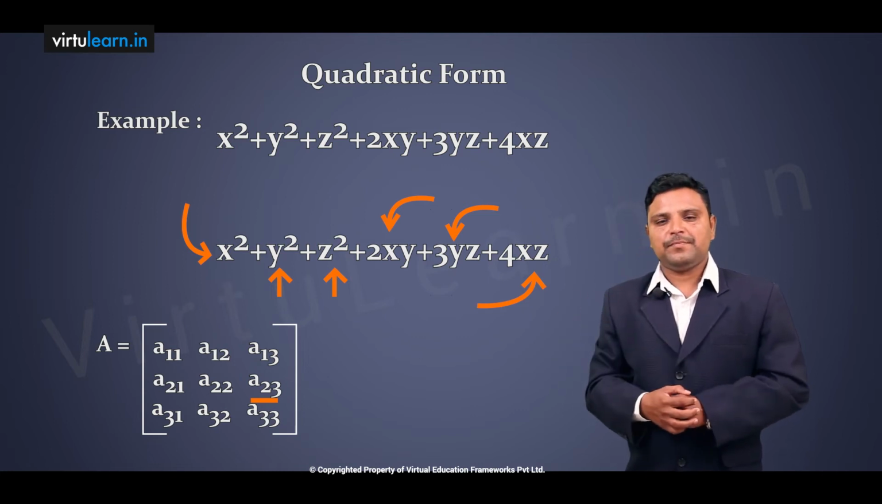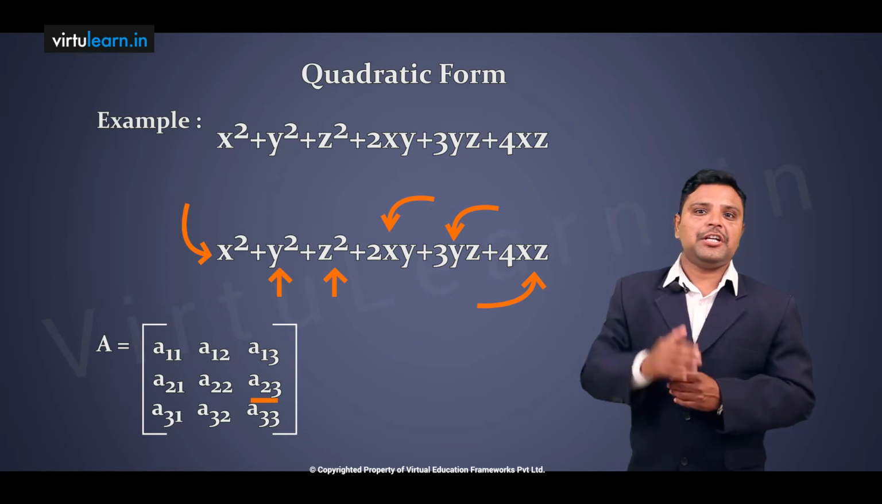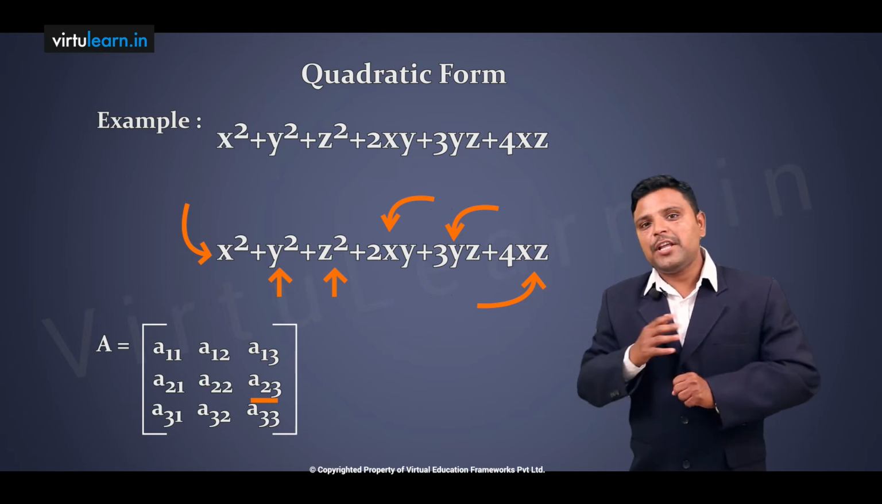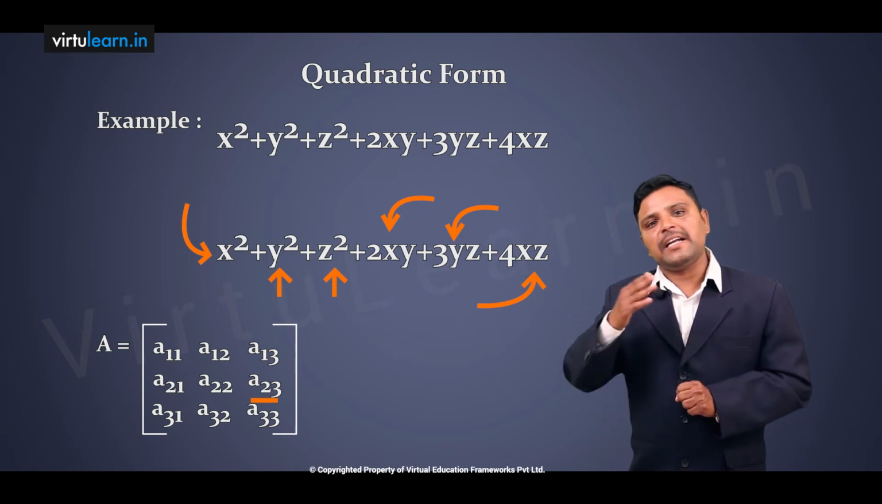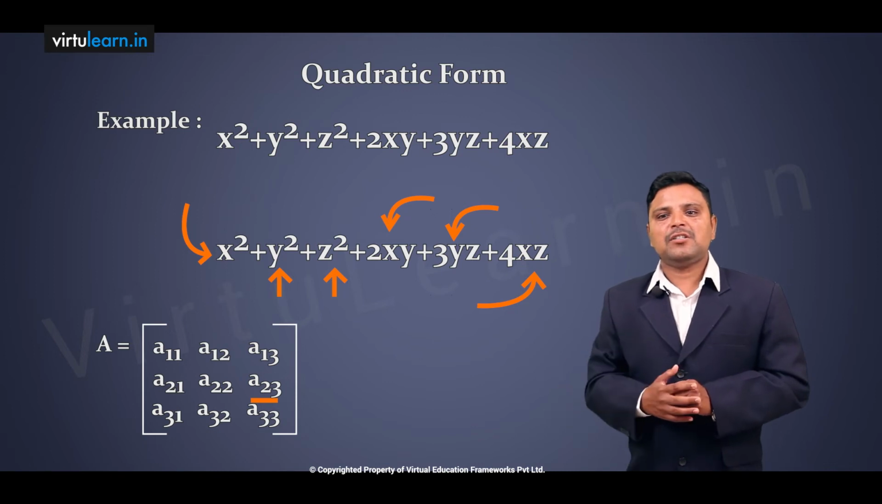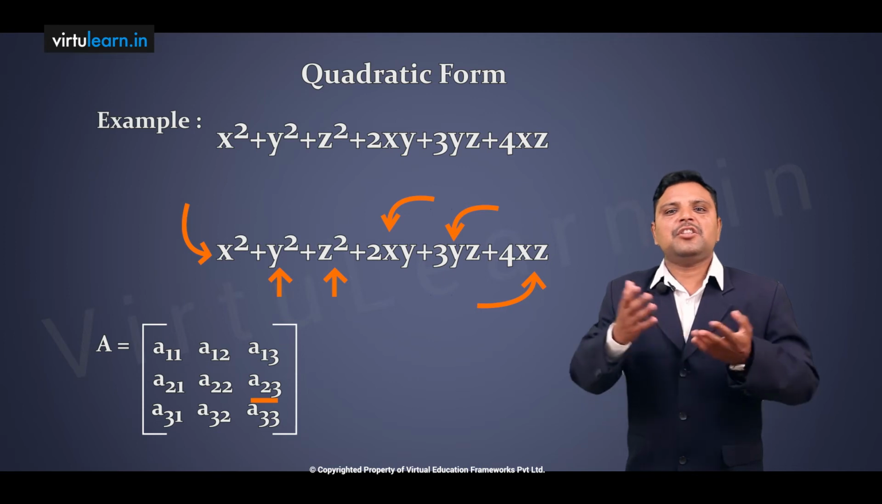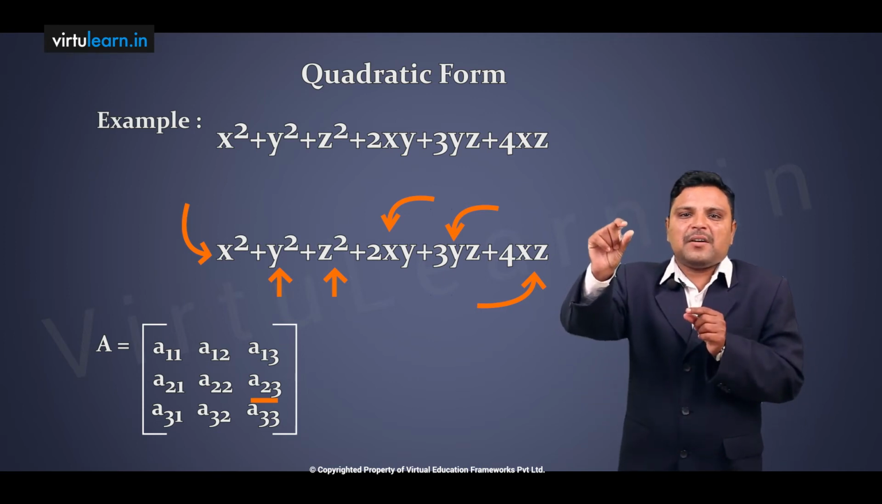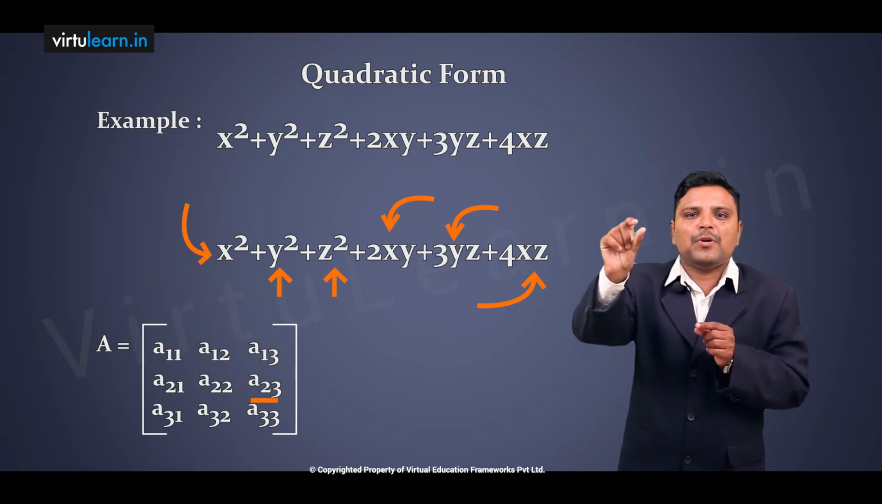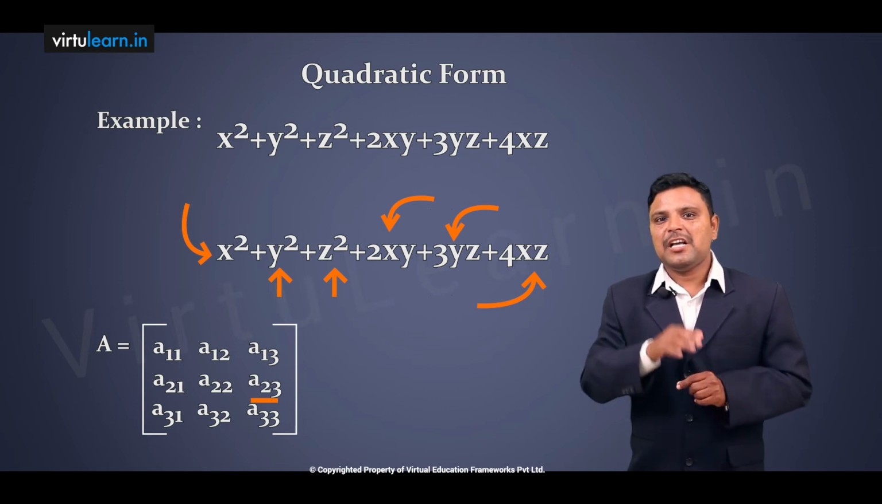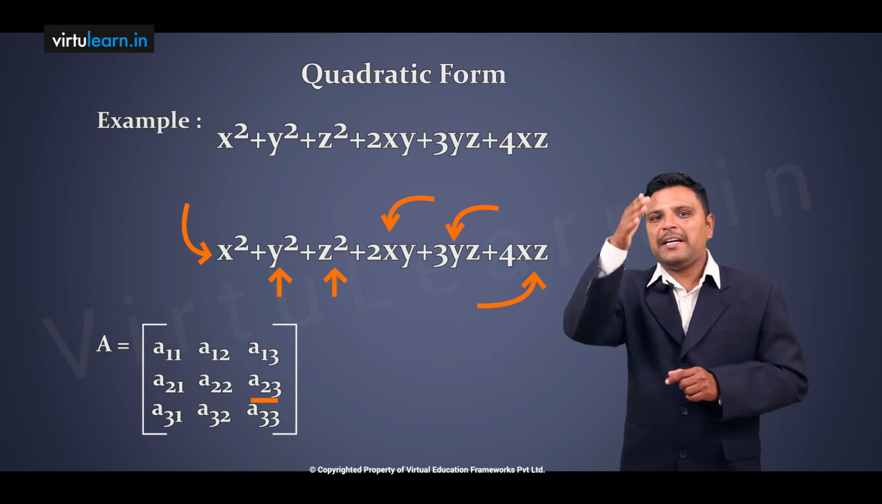Next, A23 and A32 both should be the same. 2 3 means 2 is y and 3 is z, so yz. The coefficient of yz is 3, and half of 3 is 3/2. In place of A23 and A32 you write 3/2, 3/2. Like this I completed the second row and second column.